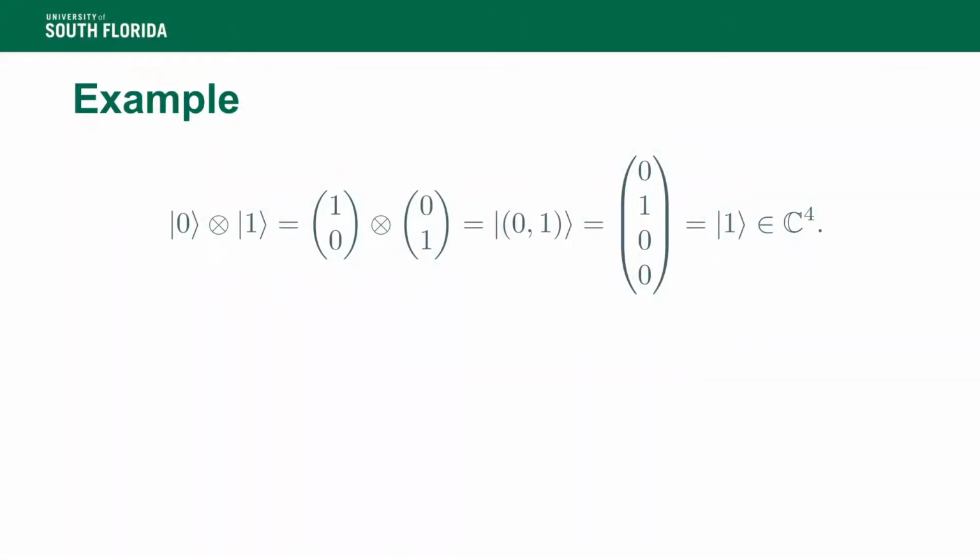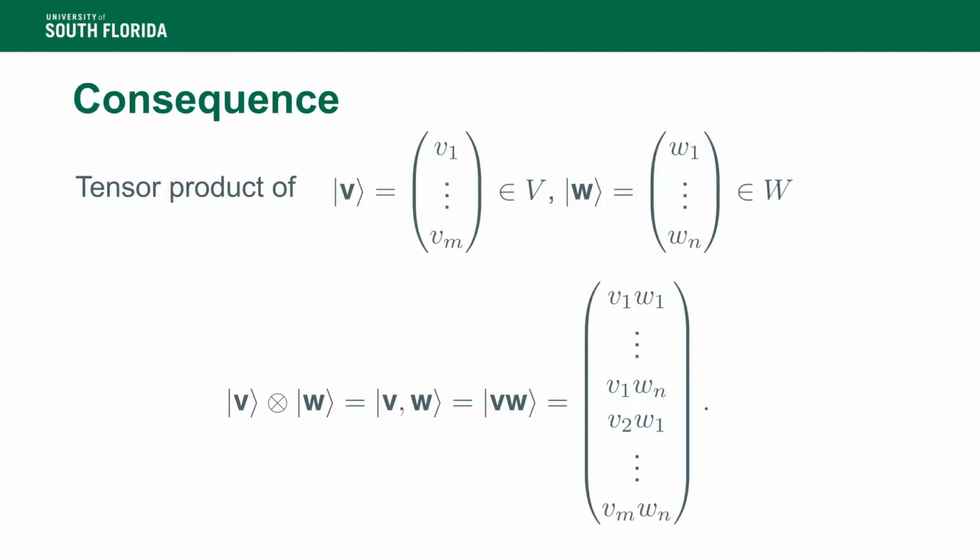So, for example, if I say, oh, I want the vector 0 tensor 1, then what I get is the 0, 1th vector of the canonical basis of C4, and here that is just the second one, okay? So this is in fact the second vector of C4. So that gives me an actual vector in C4 I can manipulate, I can see, and I will be able to perform all the necessary operations for quantum computing.